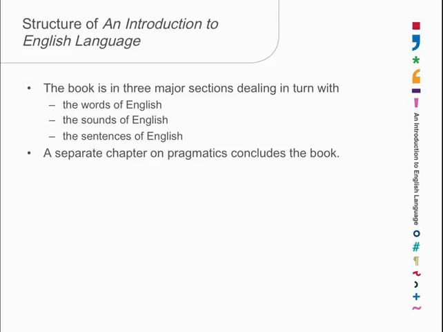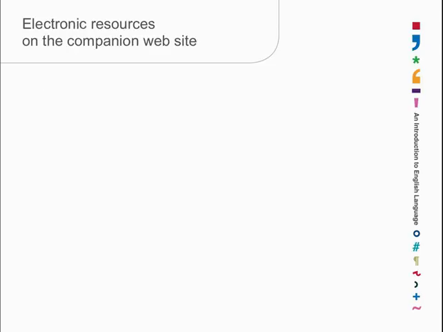There's a separate section at the end which concludes the book. It's on pragmatics, and it takes a peek out at how language is used in the real world, how context is involved in coming to understand what it is that speakers and hearers do when they're communicating.